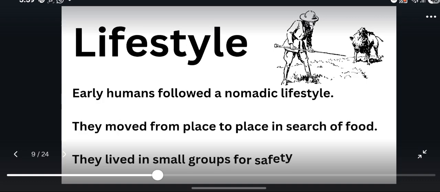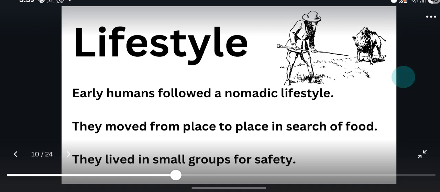Their lifestyle: early humans followed a nomadic lifestyle. They moved from one place to another in search of food. They lived in small groups for safety.